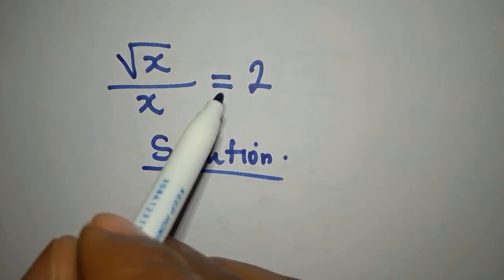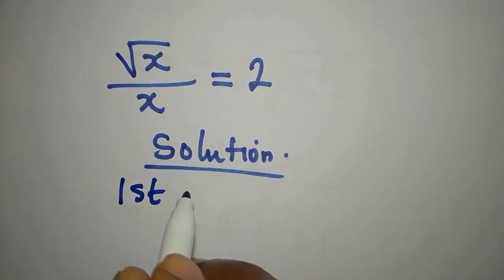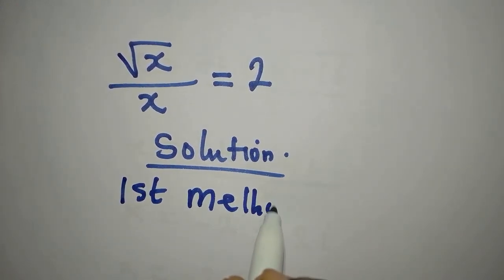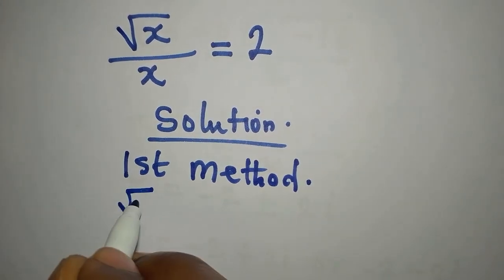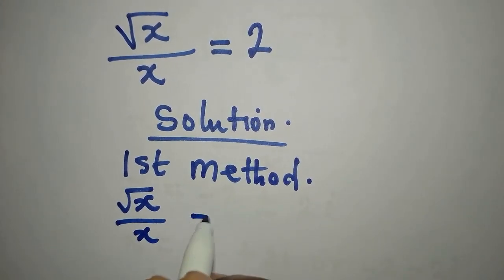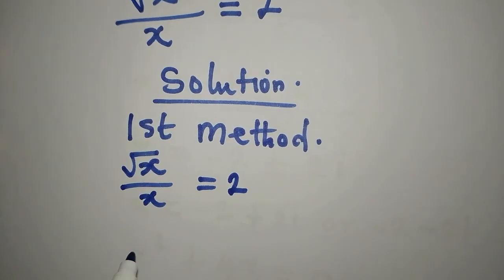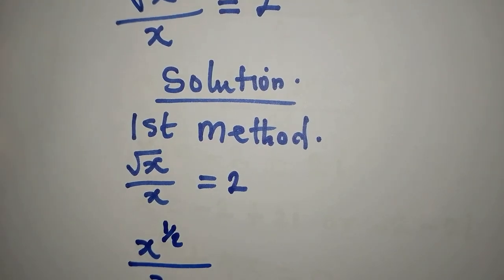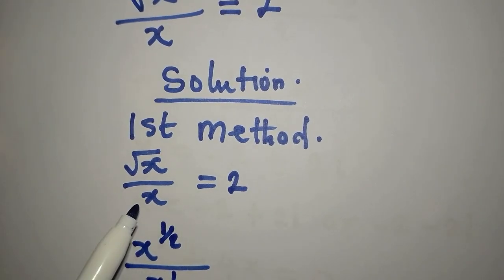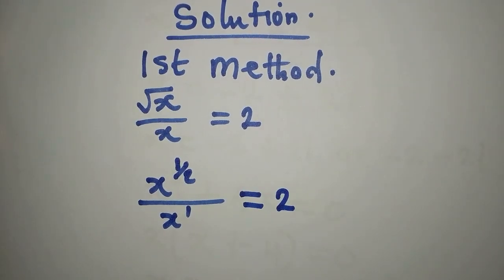I'm going to do this in two ways. Okay, so let's look at the first method that we'll apply. The first method that I'm going to apply to solve this equals to. Now from here, do you know that this is the same thing as x to the power of 1 over 2 over x to the power of 1, because ordinary x is the same as x to the power of 1, and this is now equal to 2.